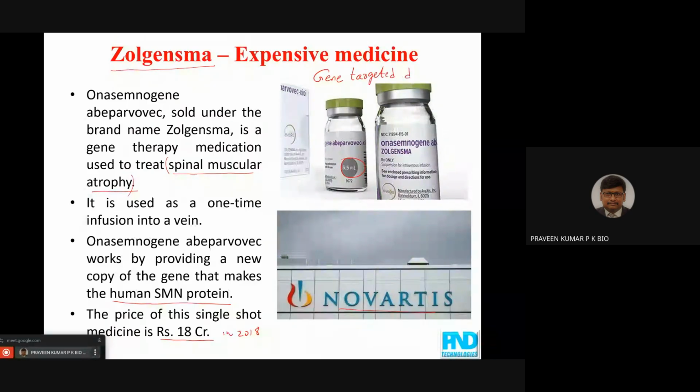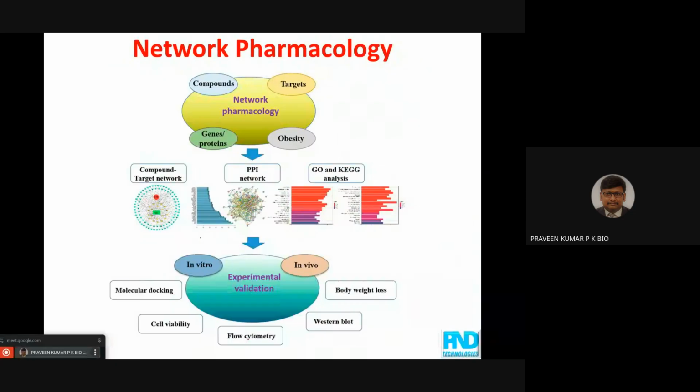Only if you know the exact gene responsible for the disease, the one that codes for the SMN protein, and what the interacting genes are, can you bring such a medicine for the disease. So this is most important.